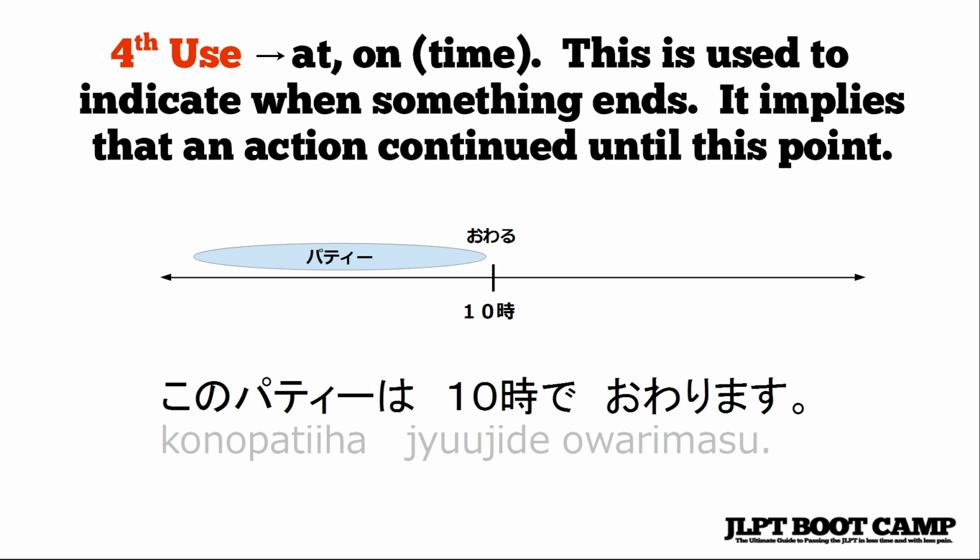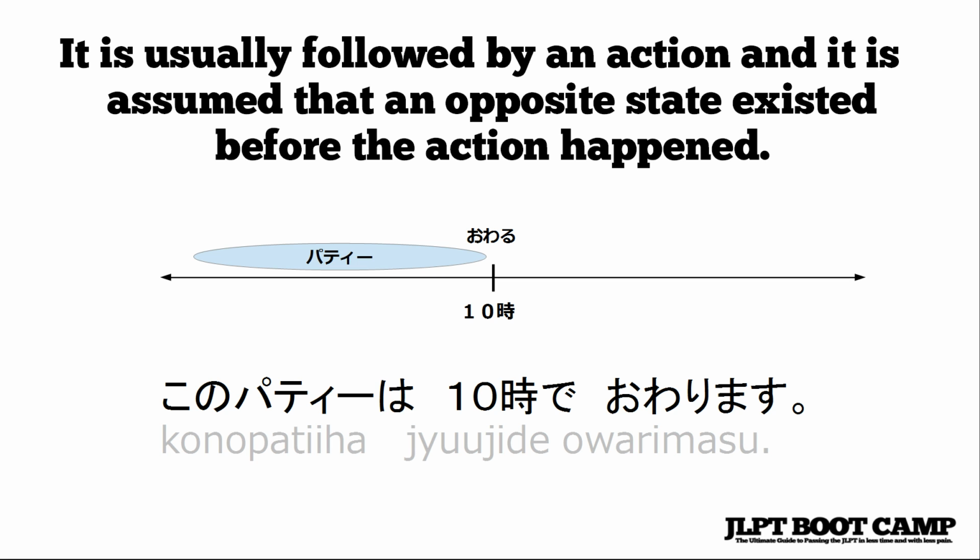And so to use this de in this particular situation, it's usually followed by an action, and it is assumed that an opposite state existed before the action happened. Here it's owarimasu, finished. So we assume that before that time the party was going on. So this is different than the ni particle that marks time as well, because ni is more general use for time, whereas this de marks a change. It's changing a state from one state to the opposite state, to start to finish, to going on to finish, or open to close, or whatnot. We would use this fourth use of de.